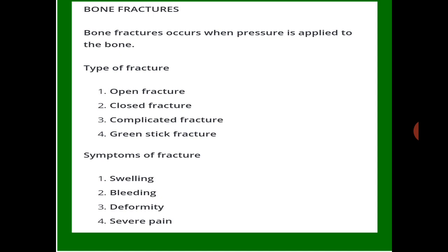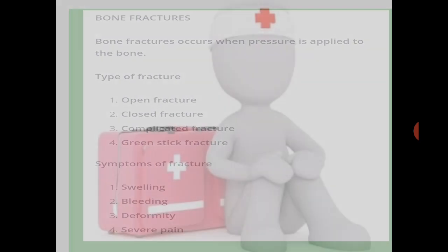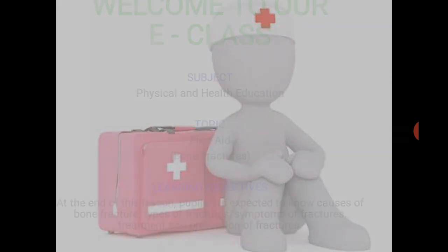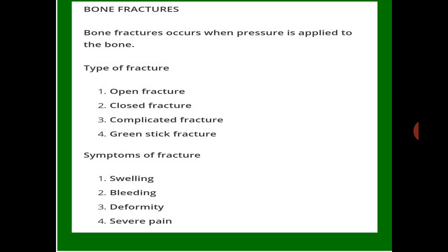Let us look at different types of fracture. Number one, we have open fracture. Number two, we have closed fracture. Then number three, complicated fracture. Number four, green stick fracture. Now there's four: open fracture, closed fracture, complicated fracture, green stick fracture. Those are the types of fracture that we have.